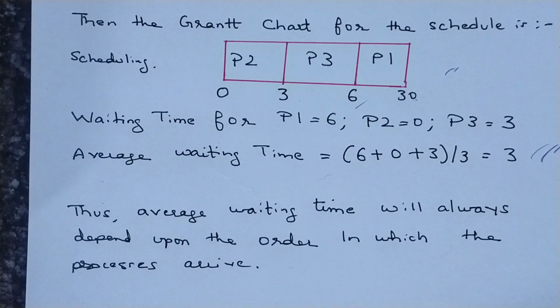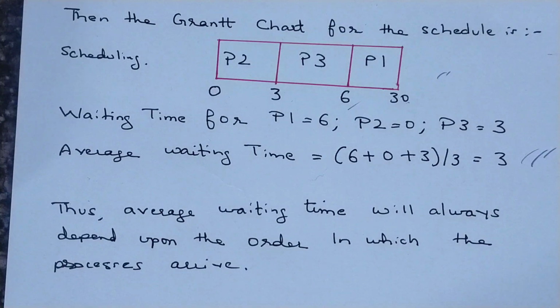Thus we can see that the average waiting time for the processes executed by the CPU depends upon the order of execution in which the processes arrive. Students, in the next lecture, I will explain shortest job first scheduling algorithm in detail, that is SJF scheduling algorithm.